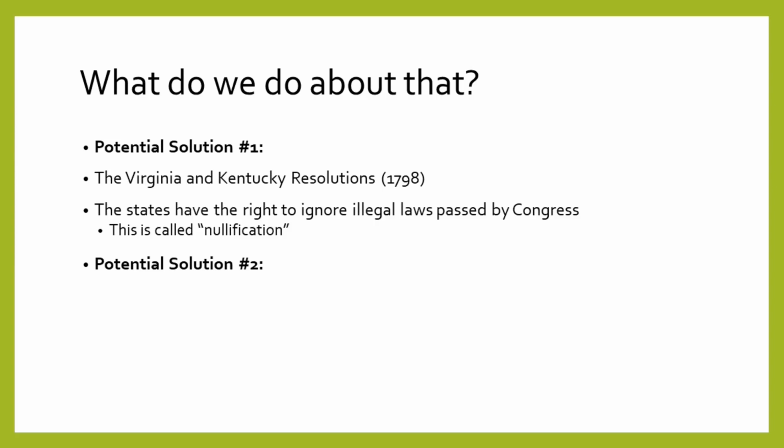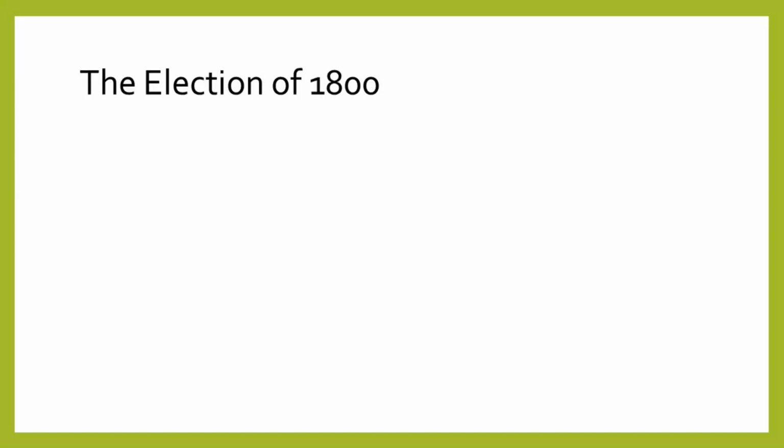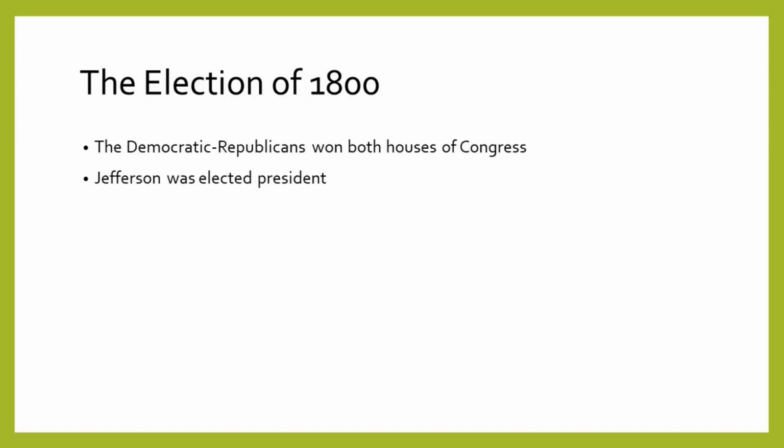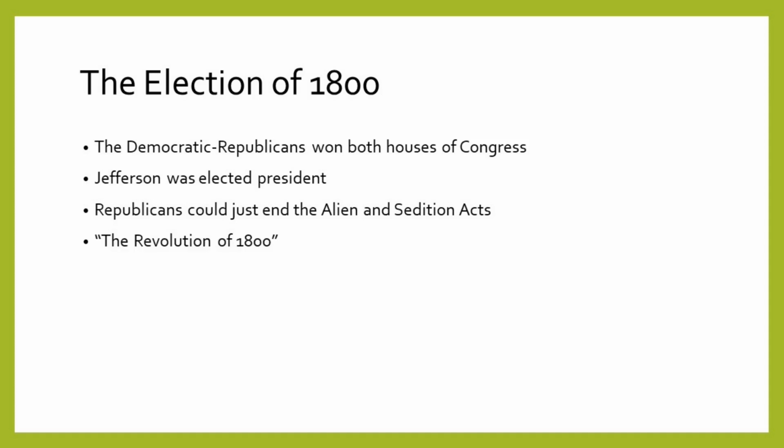However, the controversy surrounding that idea didn't really come to a head at this point because of the second idea for what to do when Congress and the president break the law, which is just vote for someone else. In the election of 1800, Republicans won majorities in both houses of Congress, and Thomas Jefferson was elected president. This meant that Republicans could just repeal the Alien and Sedition Acts or let them expire, which is exactly what they did. This election is sometimes referred to as the Revolution of 1800 because it marked the first time that the ruling party was voted out of power and completely replaced by their opponents.